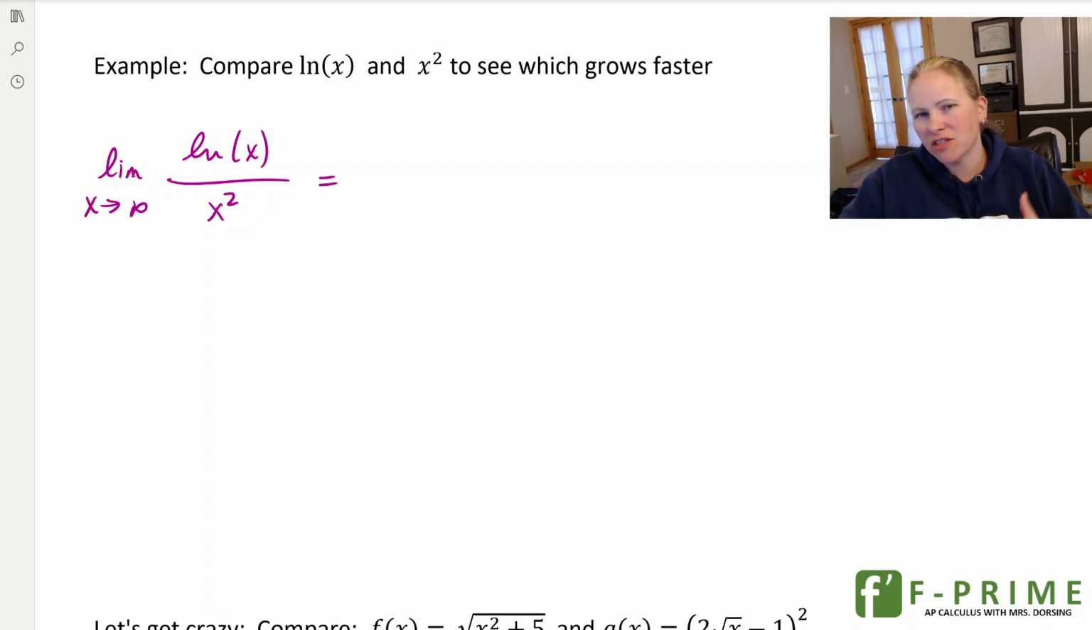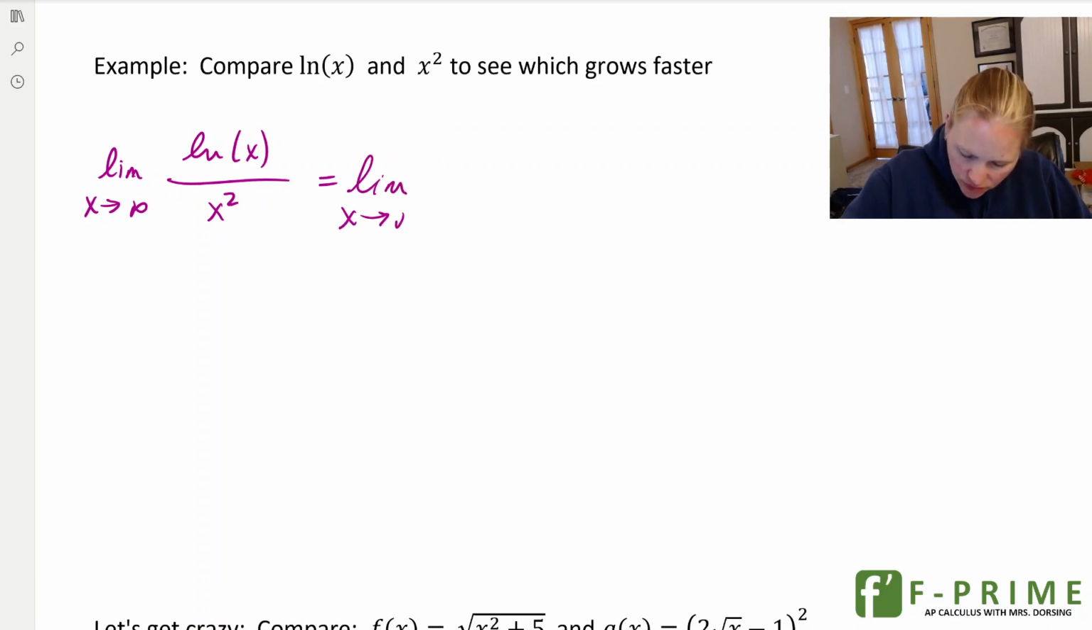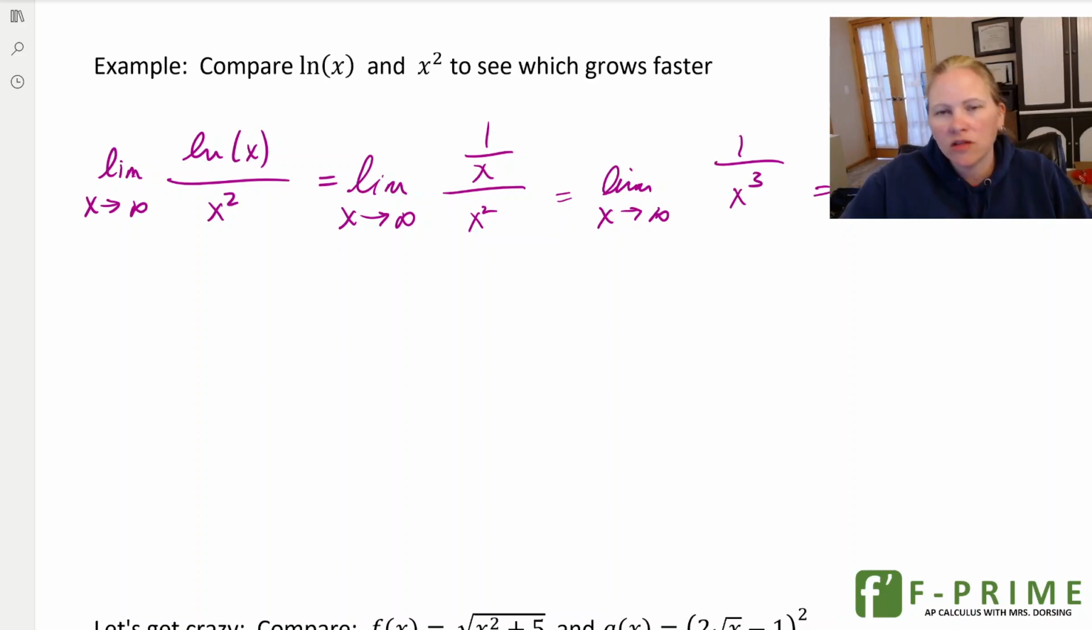So with these, I'm actually not going to state my reasons for using L'Hopital's rule. I'm just going to use it. So I'm going to have 1 over x over x squared, which is going to be 1 over x cubed, which is 0. So when we get 0, it means that the bottom is ginormous. So you're going to have something divided by a really big number. So that means the bottom is faster. When you get 0, it means the bottom is faster.